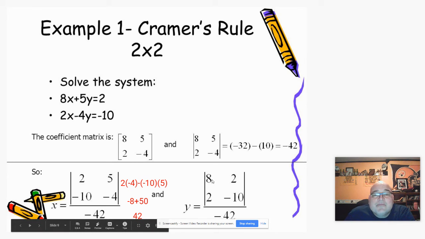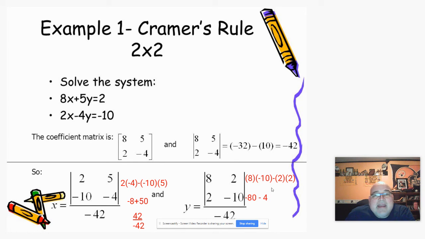For the y's, notice that now we replace the column of y coefficients. So 5 and negative 4 get replaced by 2 and negative 10. Notice that 8 and 2, the x coefficients, are back in the column where they originally were. So we find its determinant, 8 times negative 10 minus 2 times 2. Negative 80 minus 4, which is negative 84. Divide that by negative 42. And thus our answer for this system becomes negative 1, 2. Let's look at a second example.